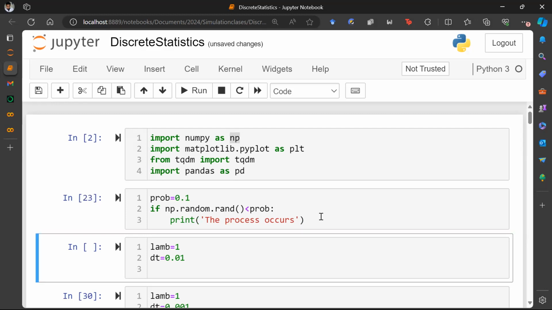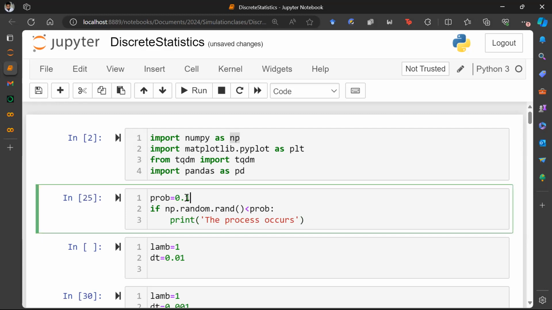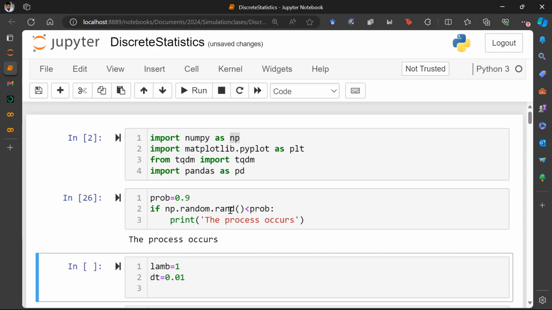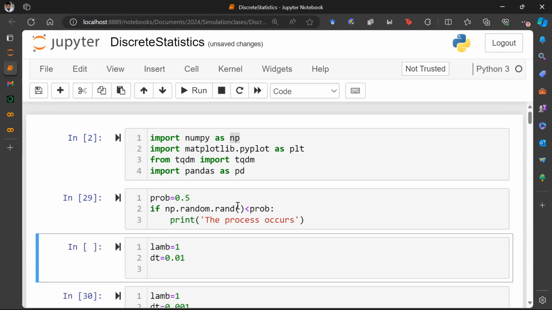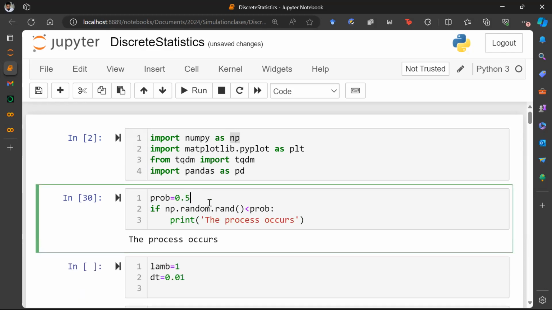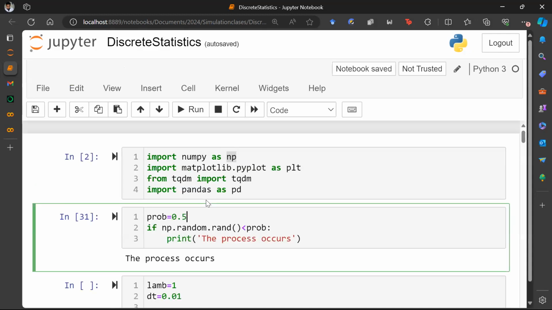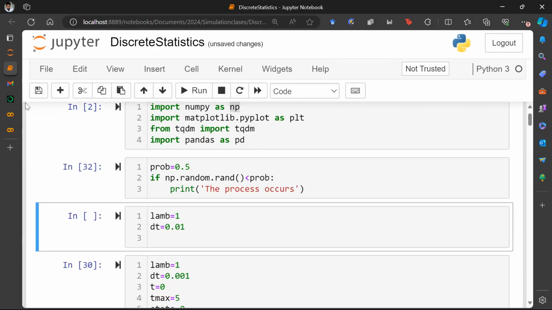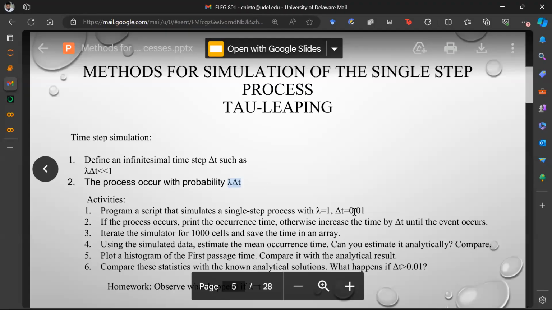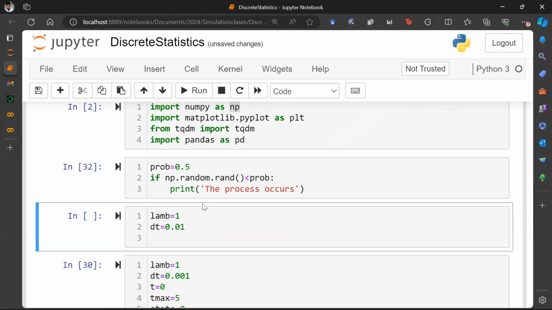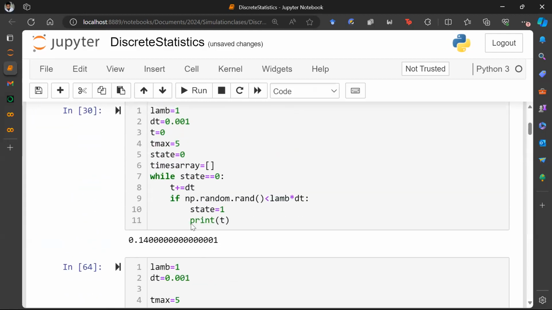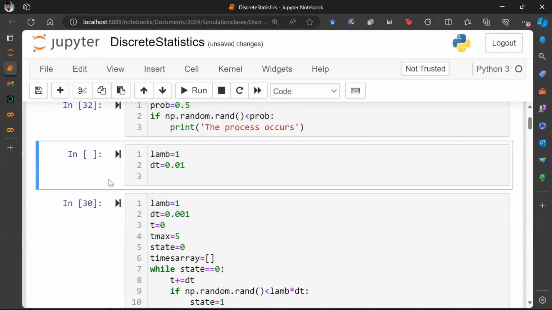So it has to occur once every 10. I can make this bigger, 90%, and the process occurs. This probability can be as small or as big as I want, but remember that it has to be between 0 and 1. And usually the trick of this simulation is that this delta t has to be more or less than 0.01, less than 0, less than 1. Sorry.